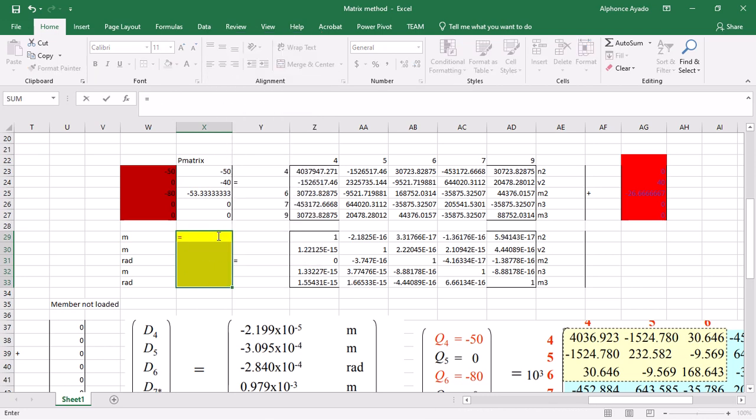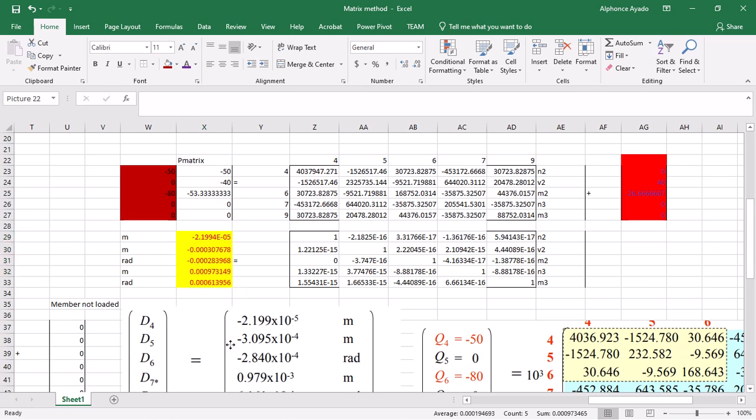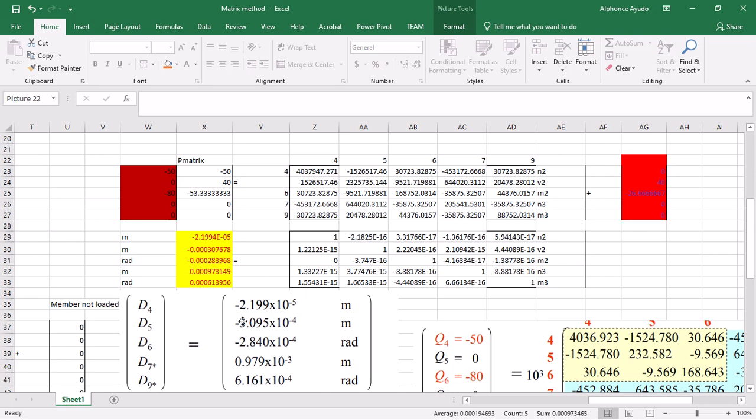And then let me clear this to see, so you can see the solution by yourself, equals MMULT of M inverse of this, M inverse of that times the P matrix already determined. Control Shift Enter, then you have your solution. You can compare, you can see in the same range.